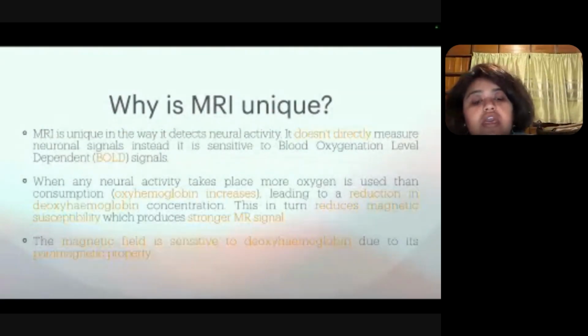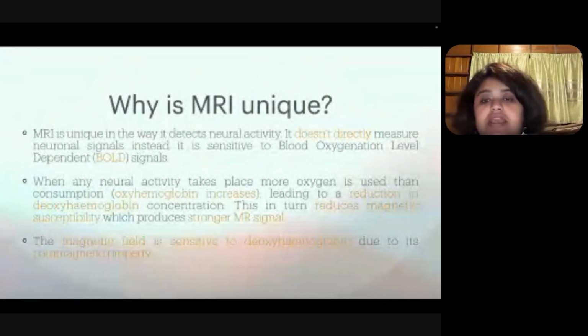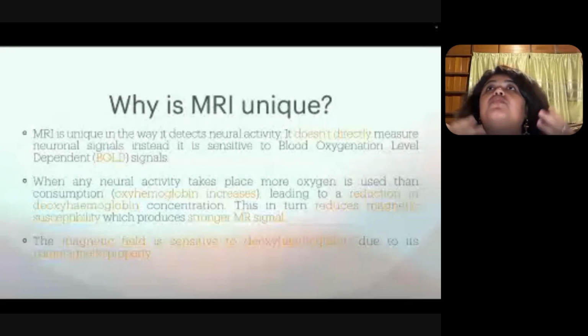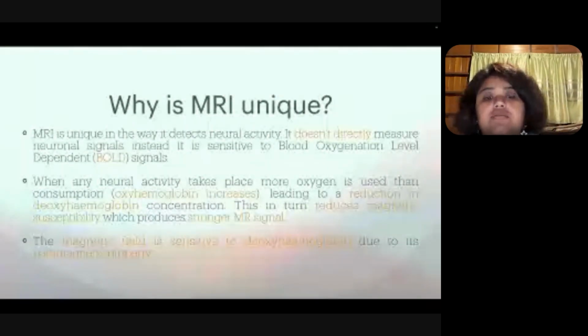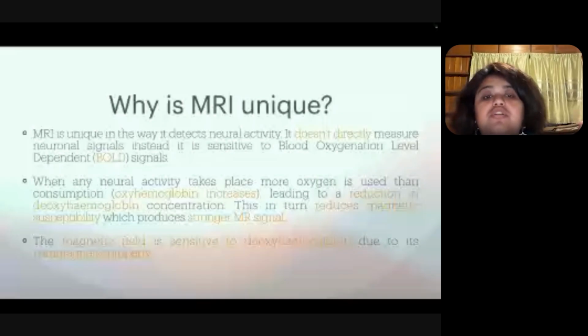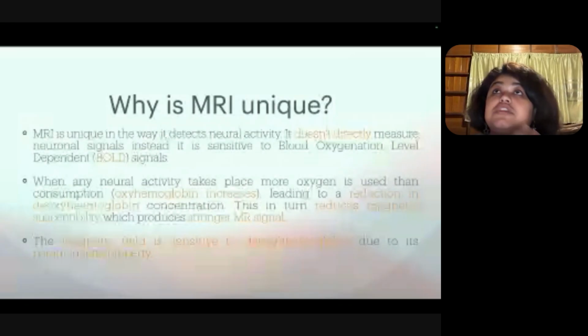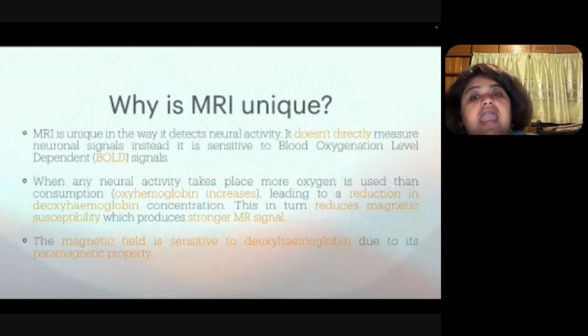So what happens when a neural activity is happening, when a neurological action is taking place, we always use more oxygen than we have consumed. Because of this, the hemoglobin associated with oxygen increases, that proportion increases. And as well, because the oxyhemoglobin is increasing, the proportion of deoxyhemoglobin will reduce. Because deoxyhemoglobin has a very strong paramagnetic property, the paramagnetic property is also reducing, and that reduces the magnetic susceptibility.